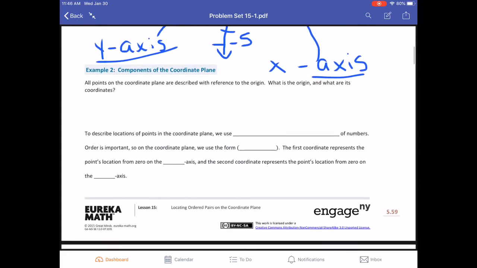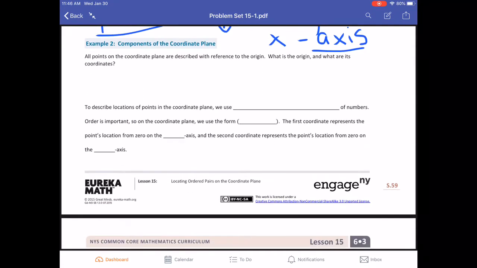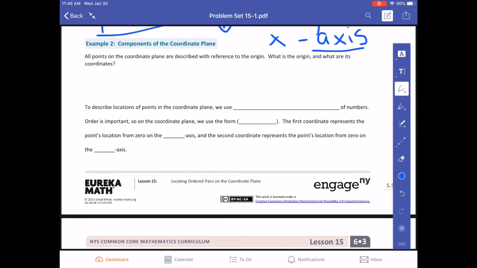Example number 2. So this is just, again, a little bit of review of what we just talked about, making sure that you understand exactly what we just did. So number 2, it says all points on the coordinate plane are described with reference to the origin. Again, that's where we start. That's where we count from. It says, what is the origin and where are its coordinates?